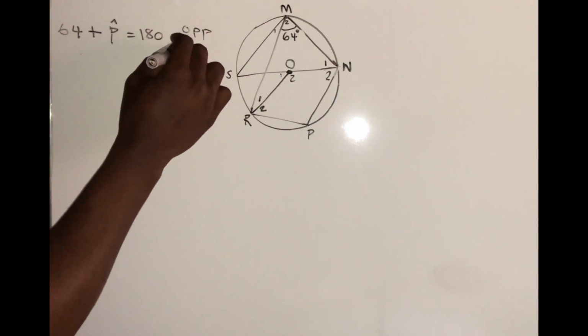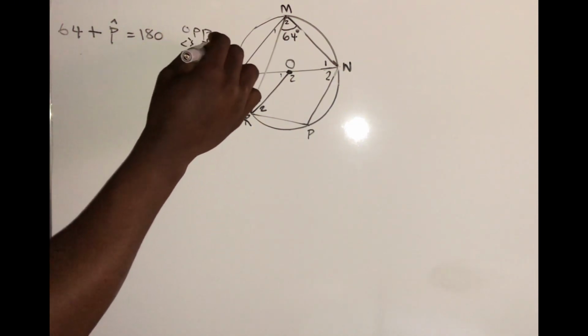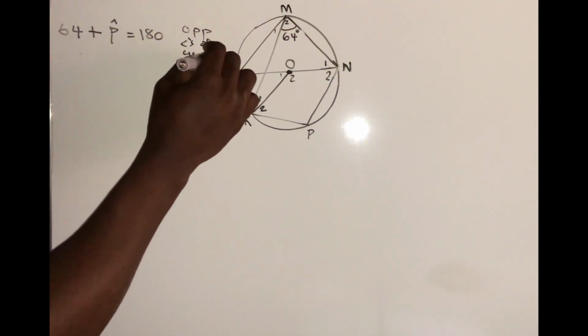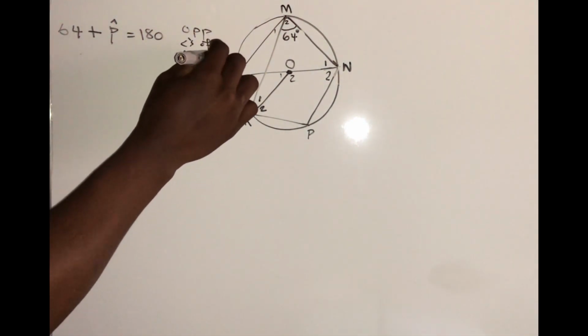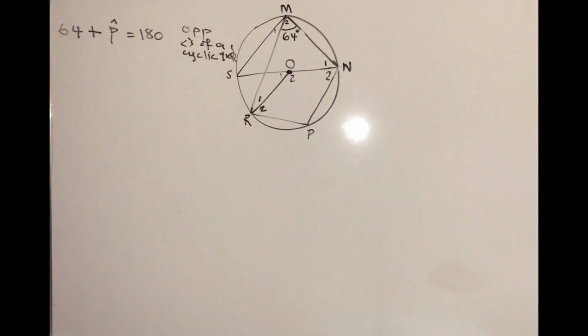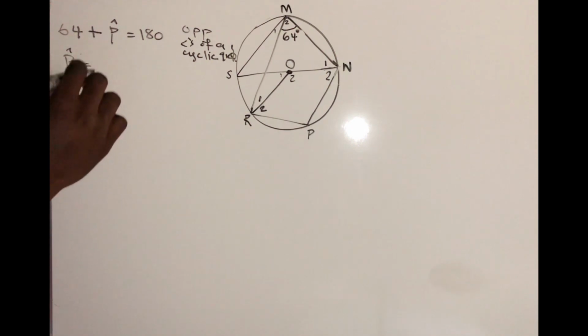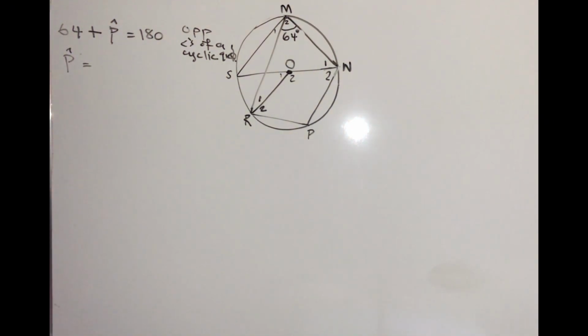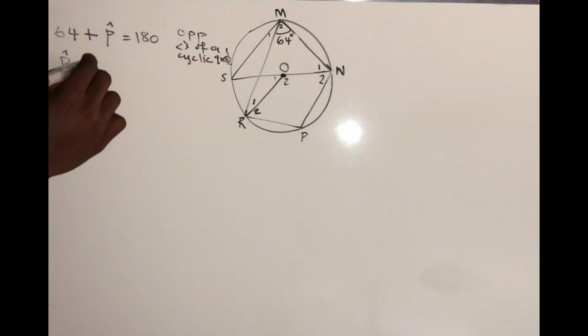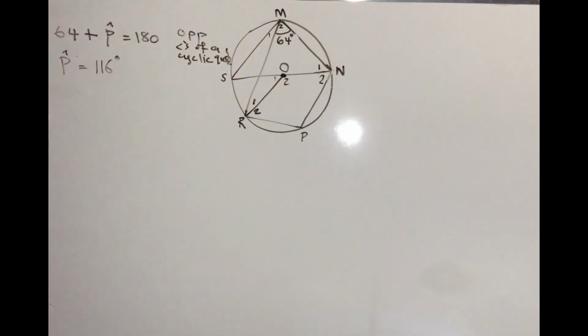Opposite angles of a cyclic quad. Don't forget to write cyclic quad. And then when we take 64 to the other side, we get angle P equals 180 minus 64. What do you get? You get 116. This is 8.1.1, and the next one is 8.1.2.